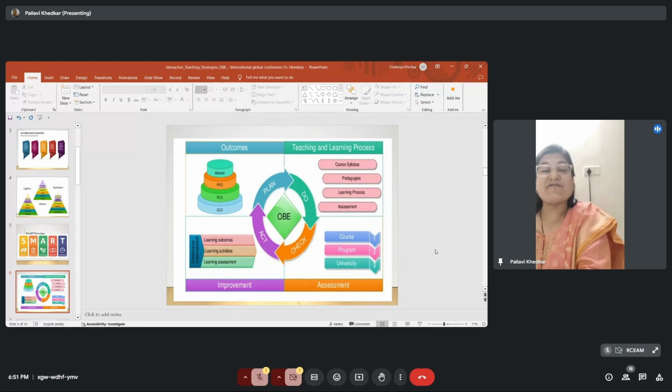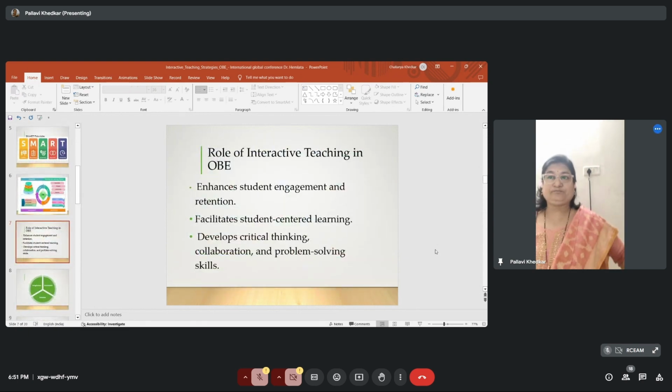Here what the students have achieved is helping for planning again. So this is a complete process: first plan, then do, then check, and then act. So outcome based education is based on all these things: planning, the teaching learning process, the assessment, and the improvement. Today I will be mainly focusing on the teaching learning process and the assessment, which is the crucial part in the classroom.